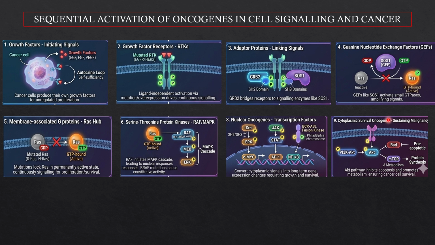So this is a figure of the sequential activation of the oncogenes in the cell cycle, cell signaling, and cancer. Basically, there are the growth factors which initiate the signals, and they follow an autocrine loop, and they are self-sufficient in the cancer cells. Cancer cells produce their own growth factors for unregulated proliferation. This is followed by the growth factor receptors, or the RTKs, receptor tyrosine kinases. Certain mutated receptor tyrosine kinases, like EGFR or HER2 in breast cancer, show ligand-independent activation, and their mutation or overexpression drives continuous signaling.